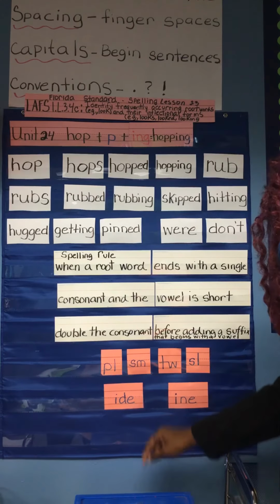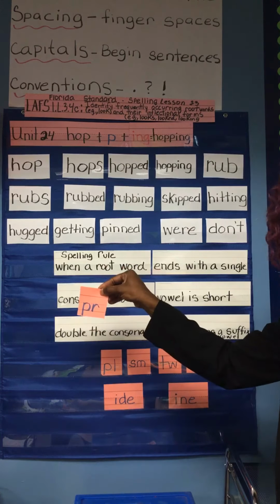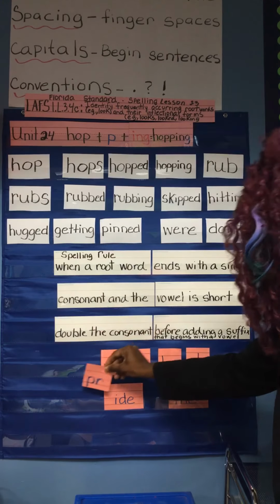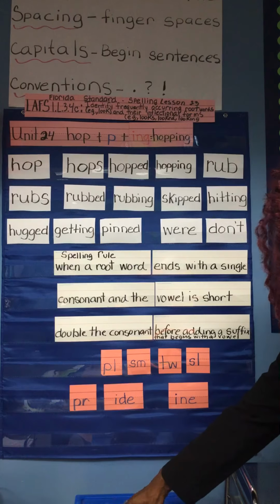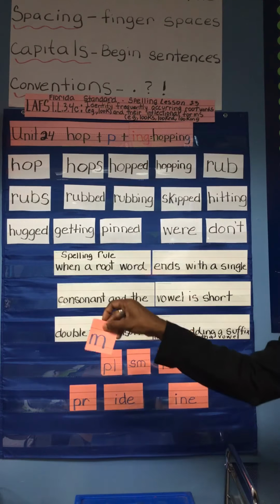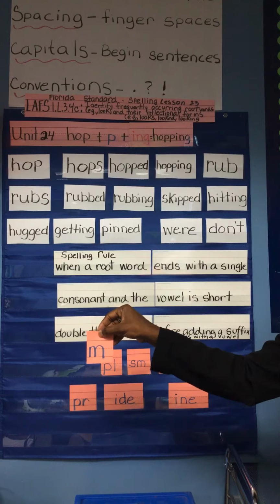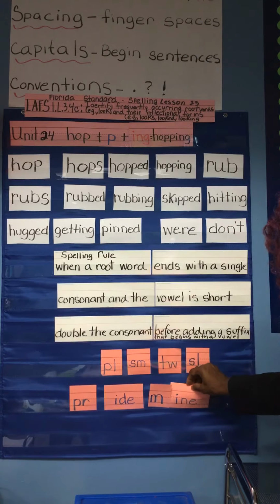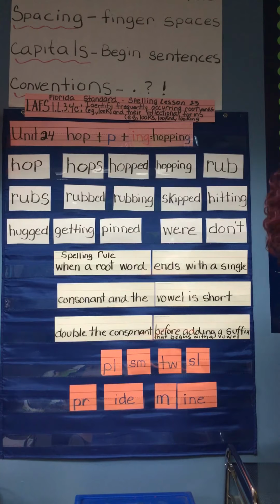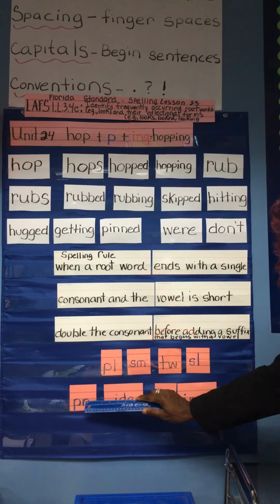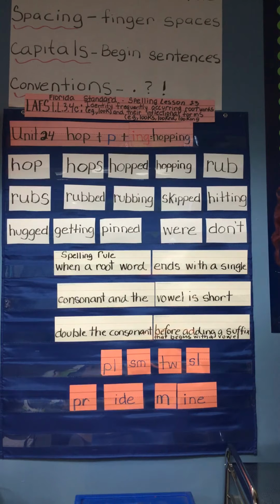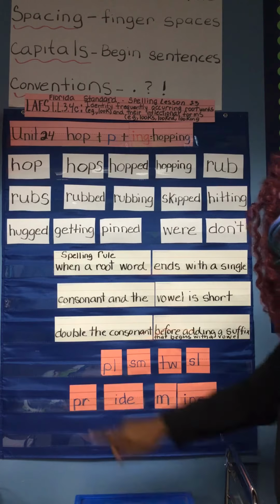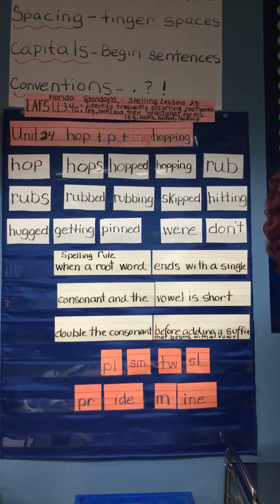Okay, and ide. Let's look at our word family, ide. If I took my pr, I could make a new word. Pride. And ine, if I took a letter, I could make another word. Mine. So that's how you build words, okay? The word family, and then you can choose a letter, a consonant, or a blend to add to the word family. That's exactly how you build words, okay?